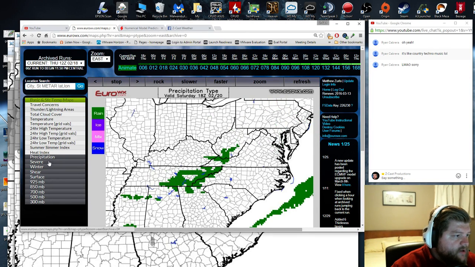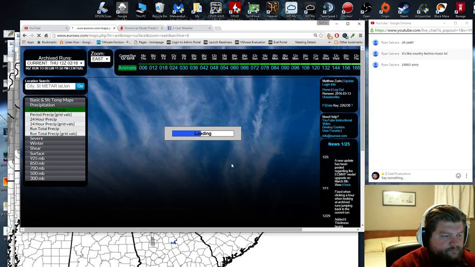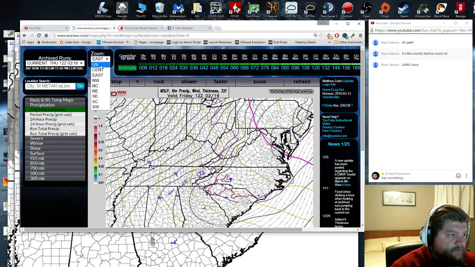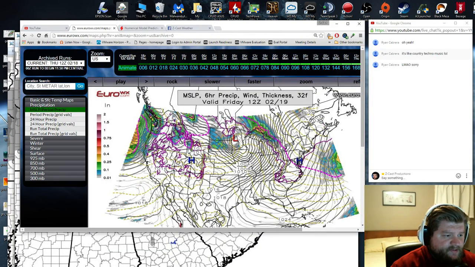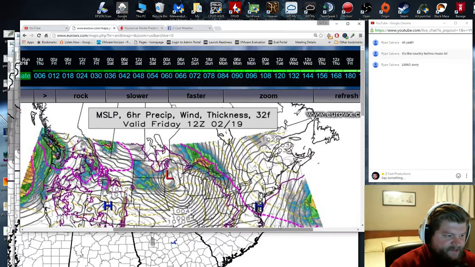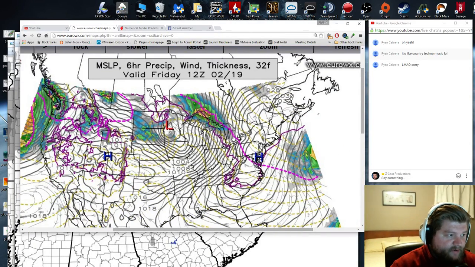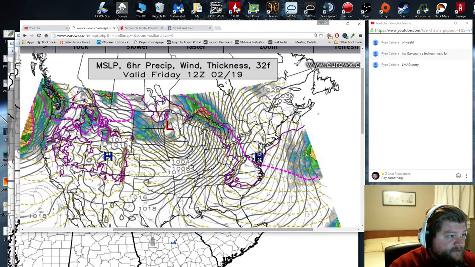Give me just a second here. Here we go. I'm going to bring up the U.S. map because I want you to be able to see this. So here we are. Here's that high pressure center I was telling you about. Look at this low. Remember where the GFS said that low was going to be? Like down in here? Look where the Euro has it. It's further north where the cold air is. That's important. So take a look at this.